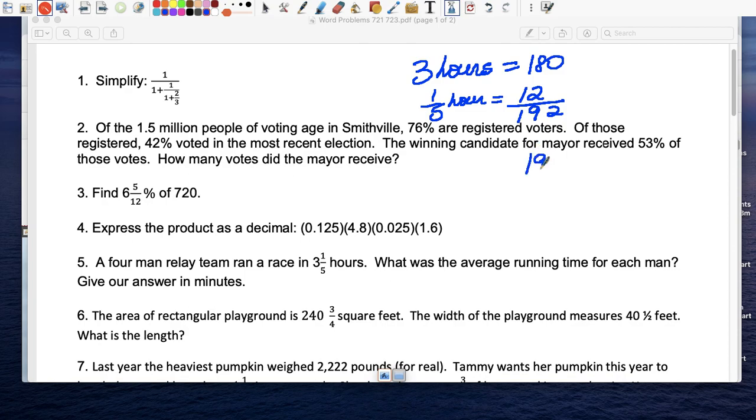And that we can divide by 4, because that's what we want. 192 divided by 4. 4 into 19 would be 4. 4 times 4 is 16. 3 left over. Bring the 2 down. 4 into 32 is 8. So each man ran for 48 minutes on average. Okay.